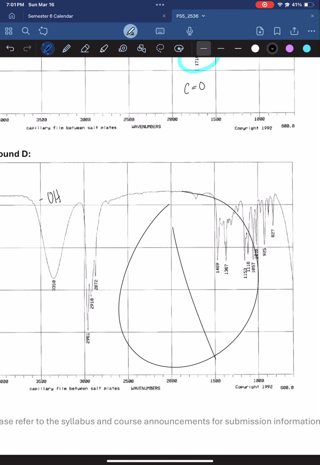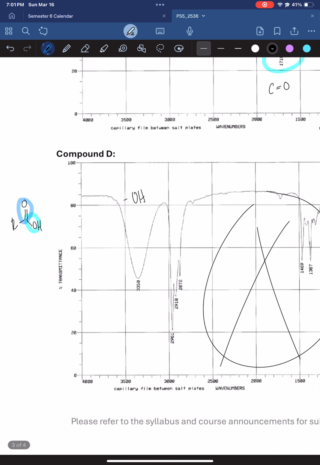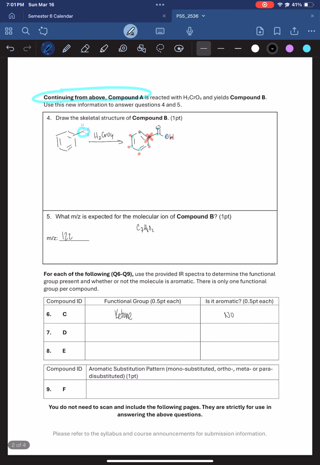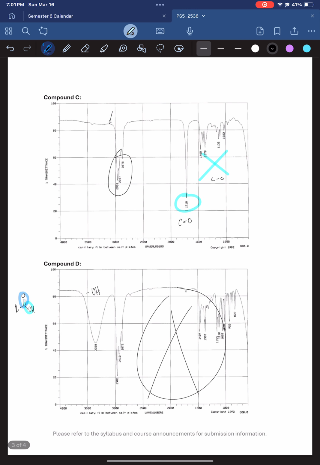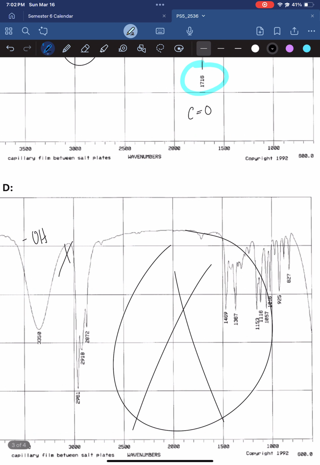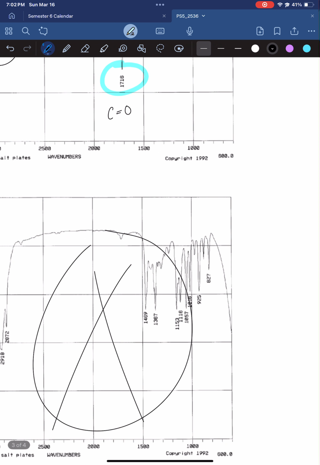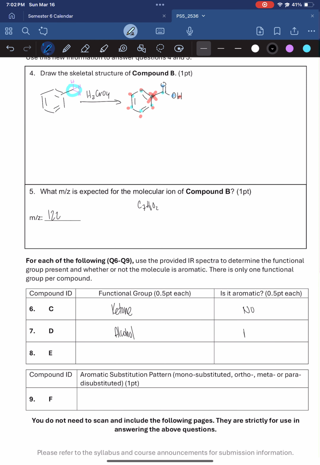I don't see anything right there. So it is likely that OH is going to be your only functional group, and as stated previously, there's only one functional group, so we can automatically say that this is an alcohol. And is it aromatic? Do we have any major peaks to the left of 3000? I don't see any. No overtones, not really that much out of plane bending as well, so not aromatic.